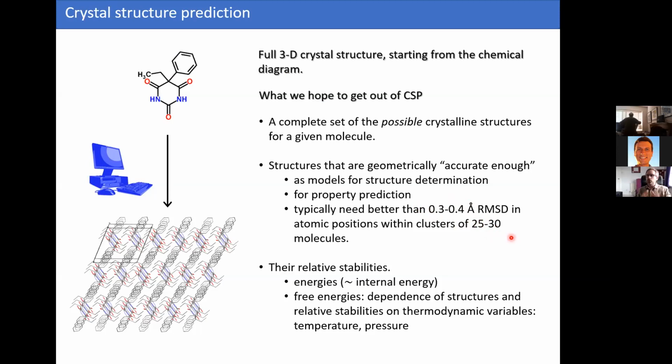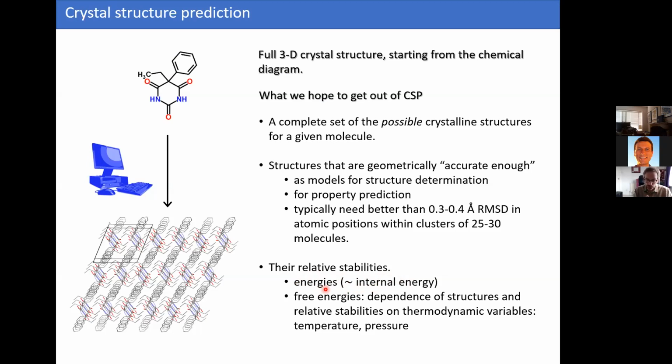We also, out of this, don't just need structures, but we need relative stabilities, because a big assumption in this is that when we generate structures and assess them, we're going to be looking for the lowest energy possible structures for that given molecule. The big assumption is that the lowest energy structure, the global energy minimum, is the most likely crystal structure we'll see in the lab. But again, going back to polymorphism, we know that some higher energy structures may be possible under different crystallization conditions.